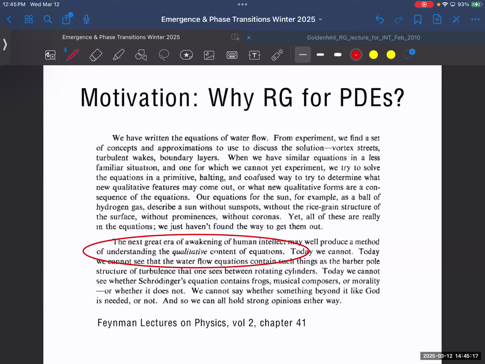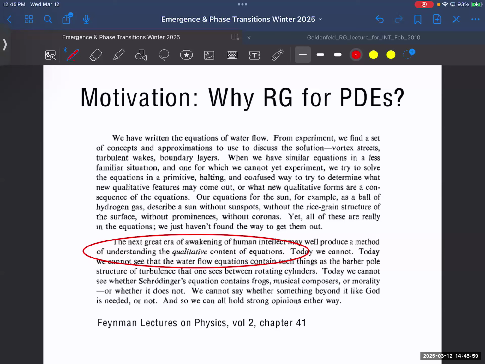The example I just gave you of Stokes trying to solve the flow around a sphere or a cylinder: you write down these equations, and my goodness, they're incredibly difficult to solve. They have all sorts of solutions that create emergent structures like Kármán vortex streets, if you know what those are. I'll show you some examples in a minute. All of these things come out of these equations. Feynman says, our equations for the sun, for example, as a ball of hydrogen gas, describe a sun without sunspots, without the rice grain structure of the surface, without prominences, without coronas. Yet all of these are really in the equations. We just haven't found the way to get them out.